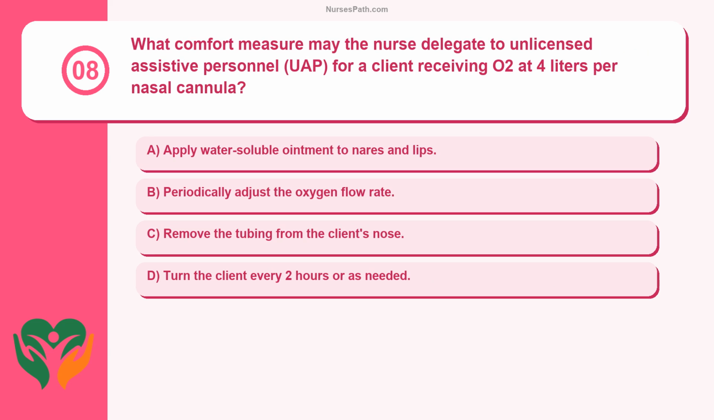Question 8. What comfort measure may the nurse delegate to unlicensed assistive personnel, UAP, for a client receiving O2 at 4 liters per nasal cannula? Apply water-soluble ointment to nares and lips. Periodically adjust the oxygen flow rate. Remove the tubing from the client's nose. Turn the client every 2 hours or as needed.